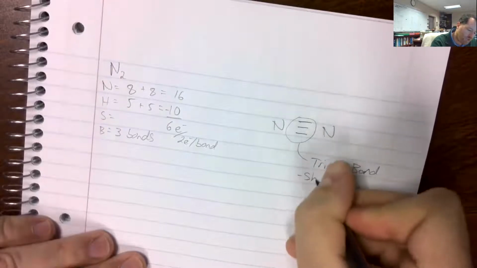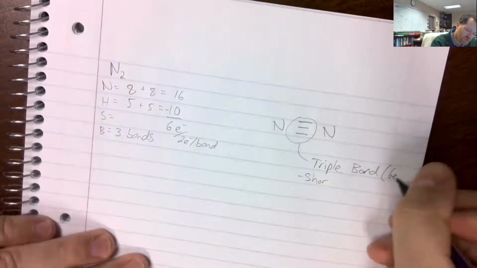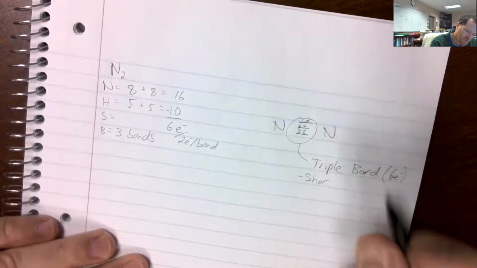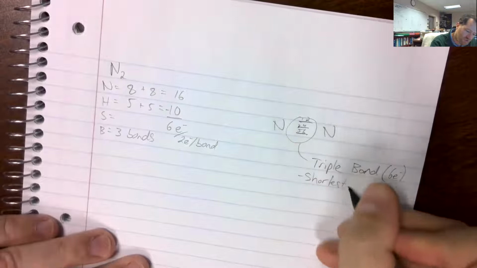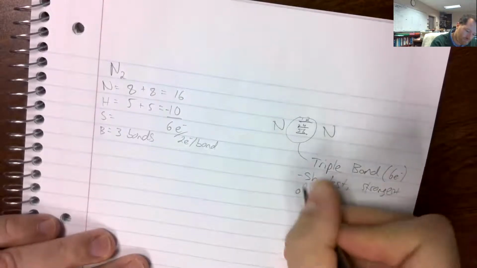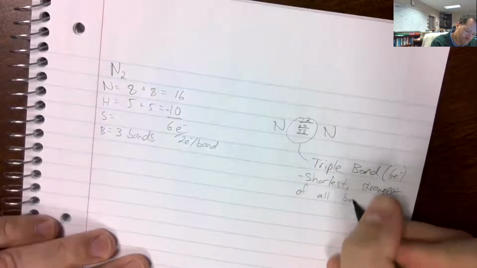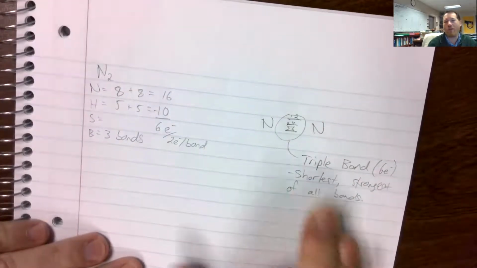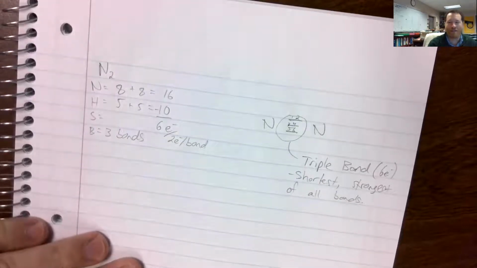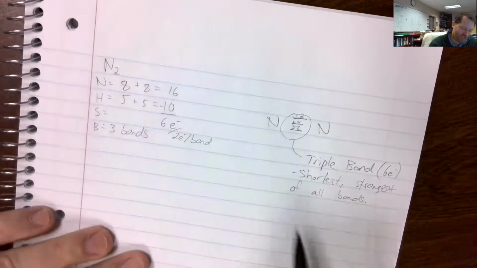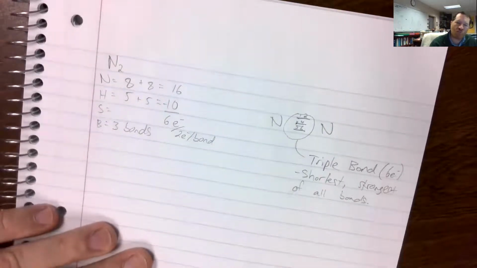And this is the shortest. It has 6 electrons in it. So 1, 2, 3, 4, 5, 6. And this is the shortest and strongest of all bonds. So if you read between the lines there, if you're thinking, hey, what about a quadruple bond? There's no such thing. There's no 4. Triple is as big as it gets. So this is the shortest and strongest of all bonds.